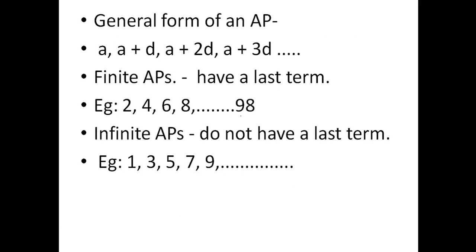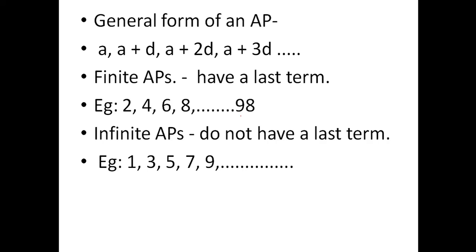General form of an AP. A is the first term. The second term will be A plus D. Then the third term will be A plus 2D. Then next goes A plus 3D. This is how the general form is.